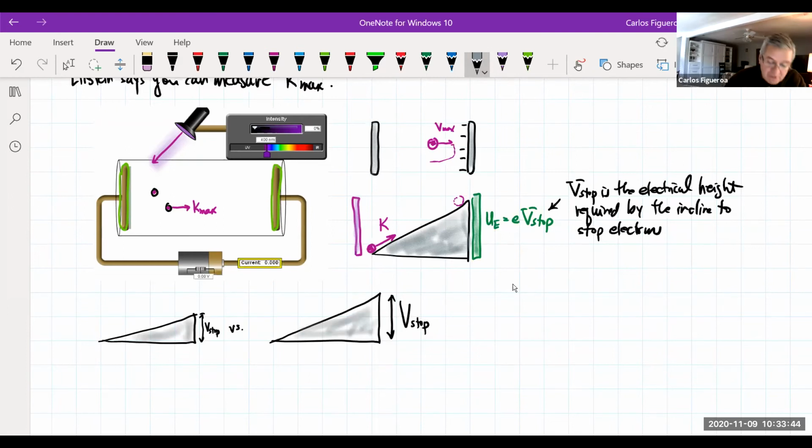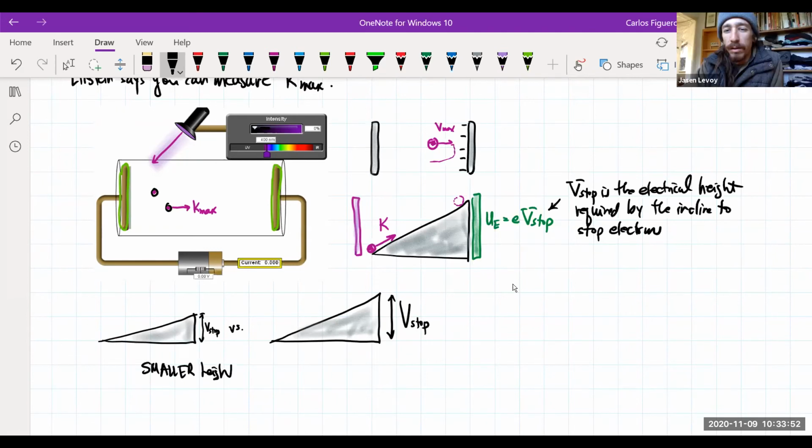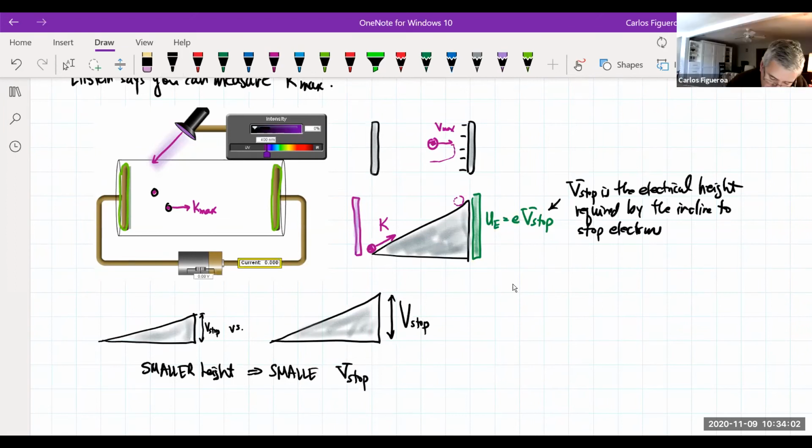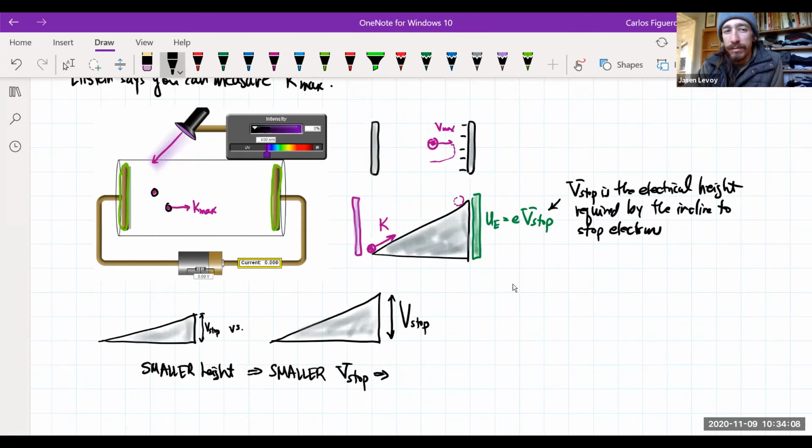So what this means here is that if I have a smaller height, what do I mean by height? Electrical height. I'm going to have a smaller V stop. V voltage, not to be confused with velocity, because it's actually like the reciprocal of velocity. You know what? In fact, I'm going to get rid of that V over here and call it maximum kinetic energy. No V's, but V stop.